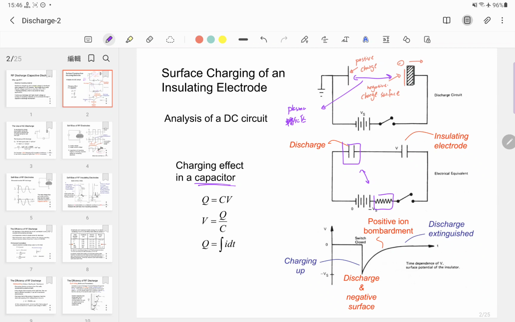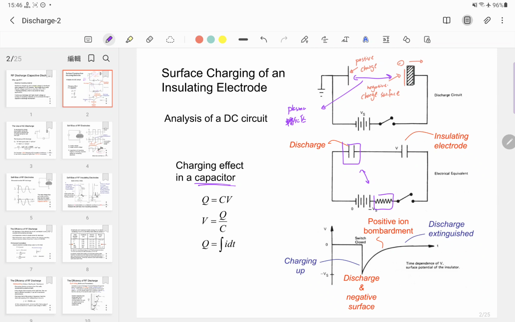So at time T0, the surface becomes negatively charged, and then plasma is generated. And once plasma is generated, as we have already known, inside plasma there are charged species, electrons and ions. Okay? So electrons will be repelled from the negatively charged surface. Ions will be attracted by the negatively charged surface.